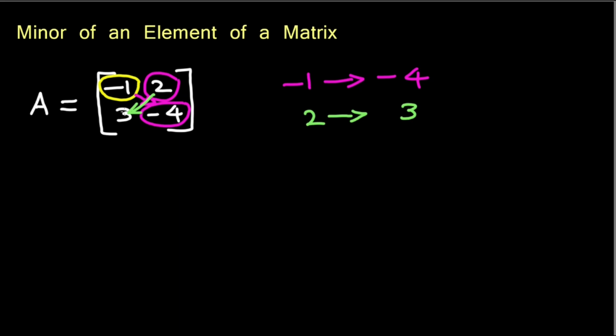Similarly, the minor of the third element 3 will be the element which is diagonally opposite to this 3, which is this 2. And finally, the minor of the fourth element, which is minus 4, will be the element which is diagonally opposite to minus 4, which is minus 1. So the minor of element minus 4 is minus 1. So in short, the element which is diagonally opposite to a specific element is the minor of that specific element. This is true in a 2 by 2 matrix only.